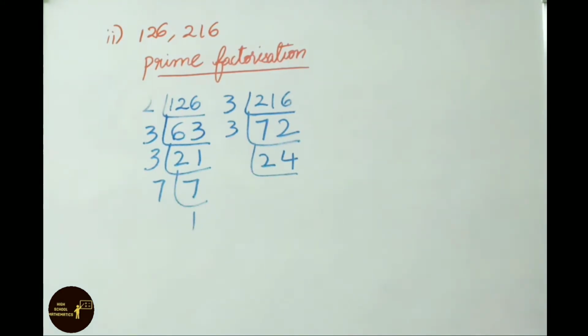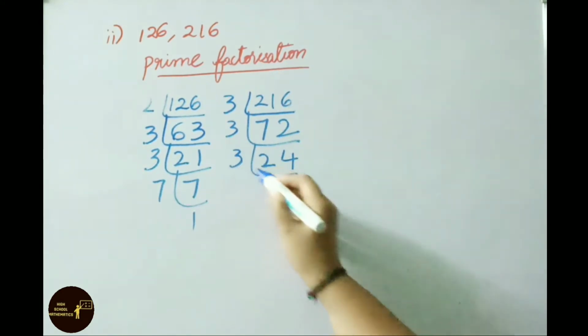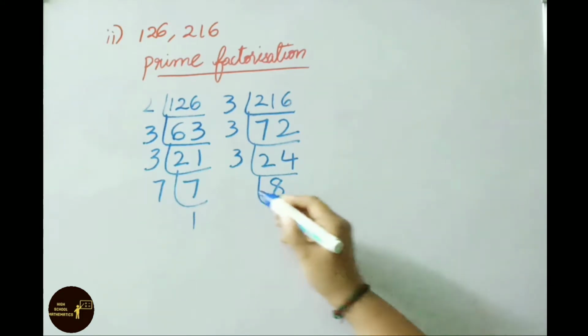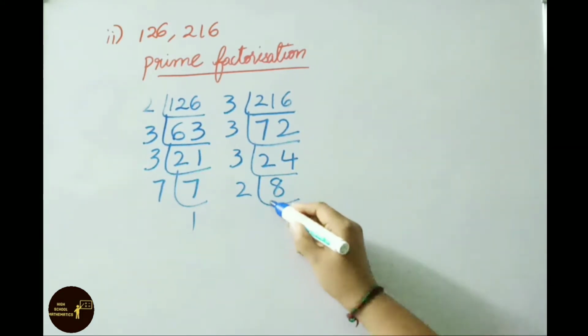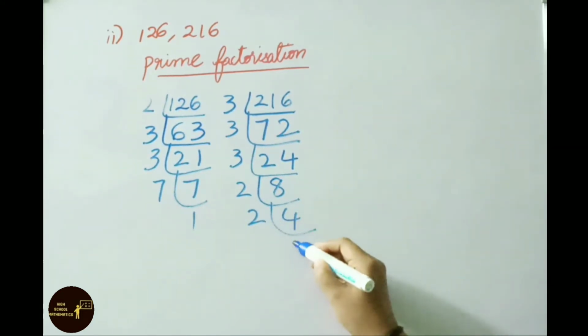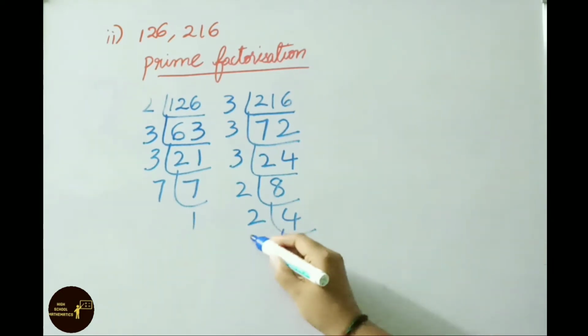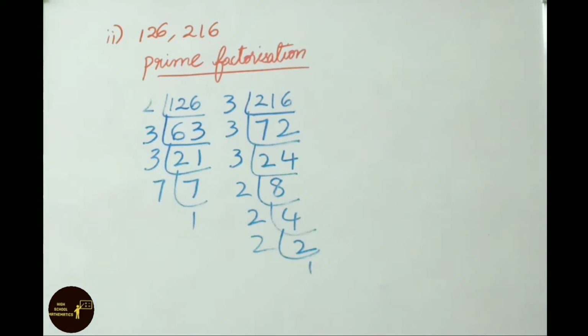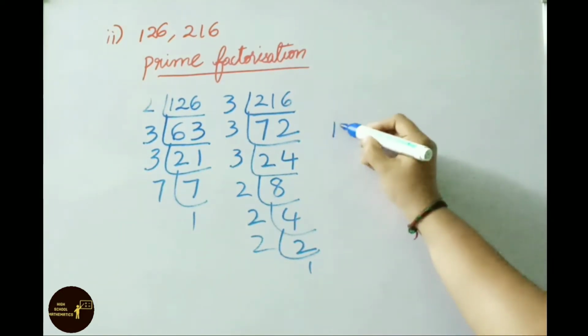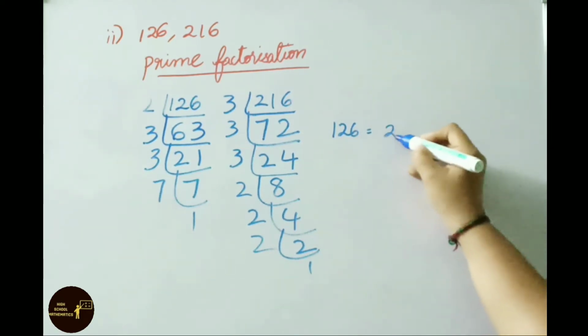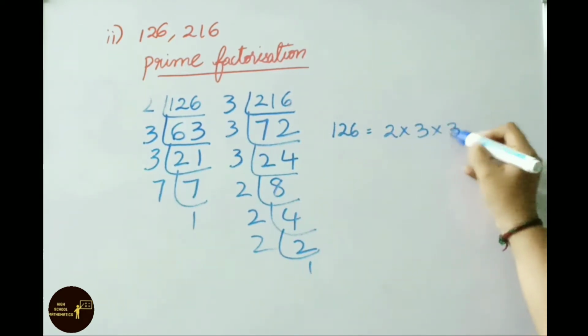Now again take 3 table. 3 8s are 24. Now take 2 table. 2 4s are 8. Again take 2 table. 2 2s are 4. Again take 2 table. 2 1s are 2. Now let us write factors for 126: 2 into 3 into 3 into 7.